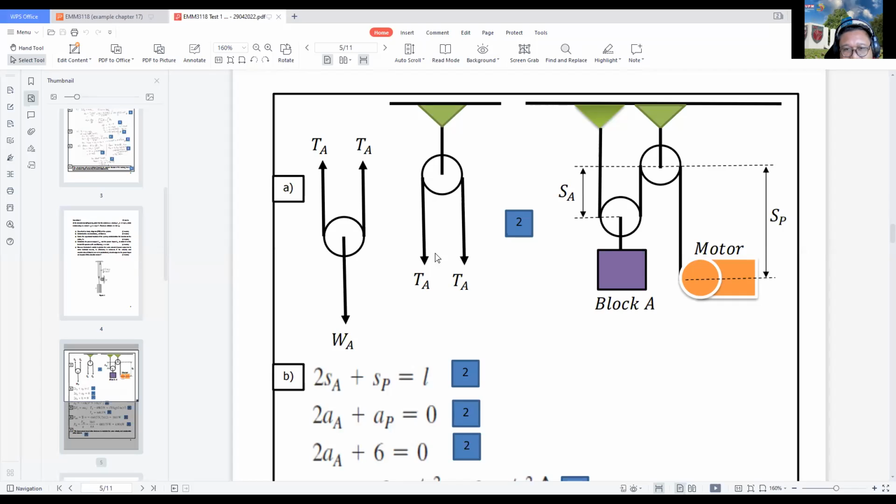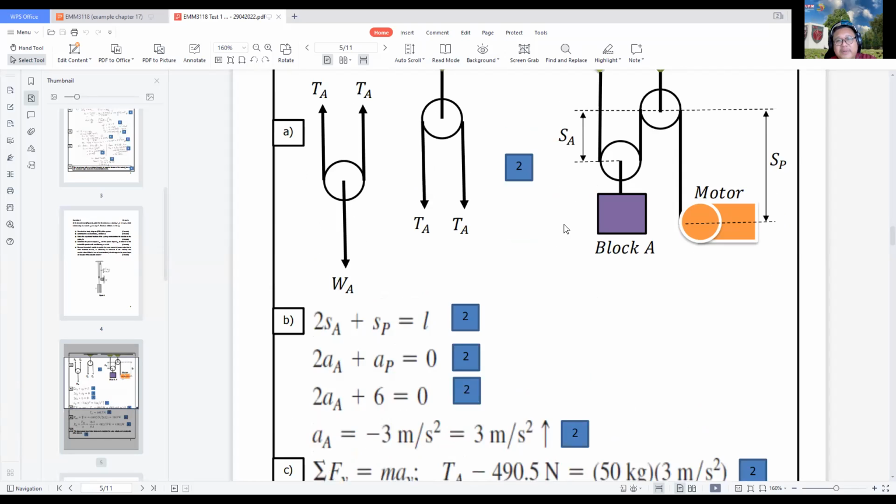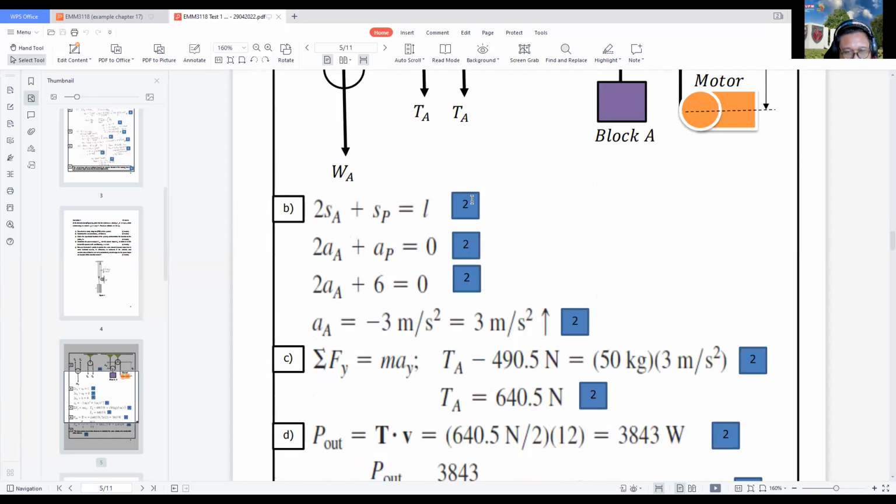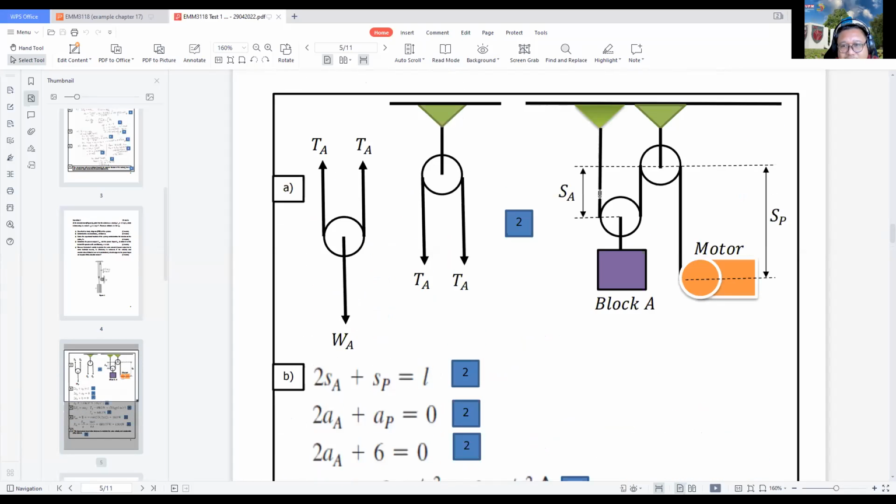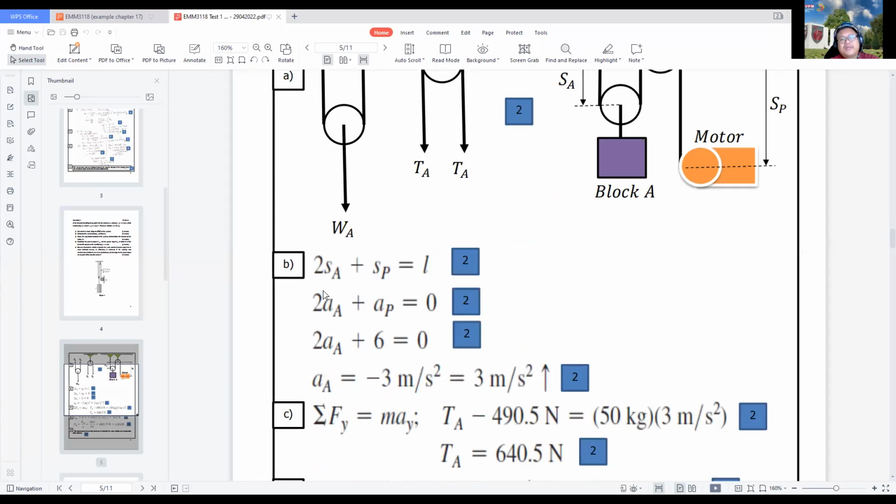First you need to draw the free body diagram. I don't think I have to explain this part; it is pretty much straightforward. The next part is to calculate the acceleration. Of course, you can refer to this one: 2SA, you have 1, 2 here, plus SP, this part, equal to L. Then you differentiate to get the velocity, and differentiate again to get the acceleration. Then you just substitute all the values to get the value of AA.